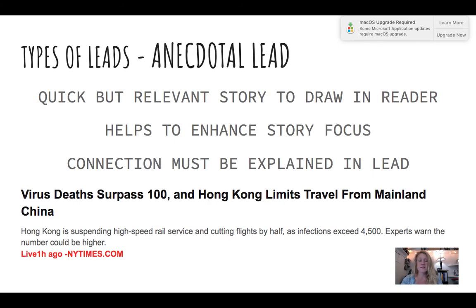The anecdotal lead is another type of lead. It's a quick but relevant story to draw in a reader and helps to enhance the story focus. The connection must be explained, though, in the lead. So an example would be: Hong Kong is suspending high-speed rail service and cutting flights by half as infections exceed 4,500. We are seeing the story of the transportation service being cut in half in regards to trains and flights, and we're seeing infections at almost 5,000. Those two tie in as they're trying to corral the infection, and we'll see how that works and what their plans are for that as we read the story.